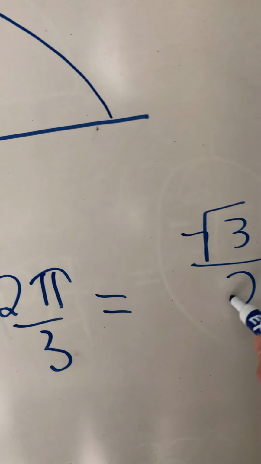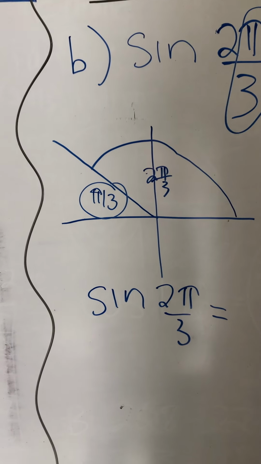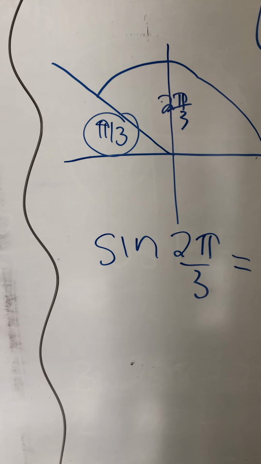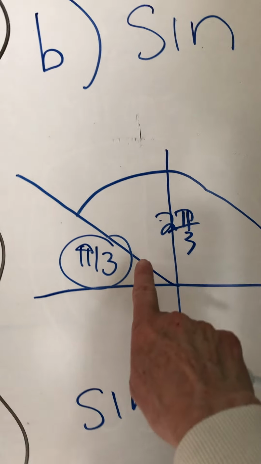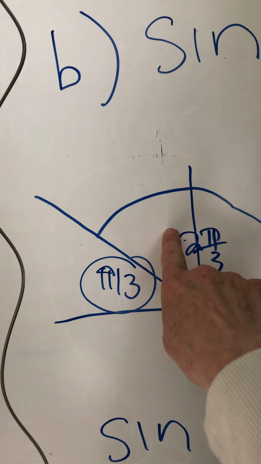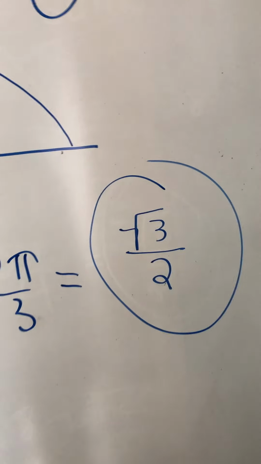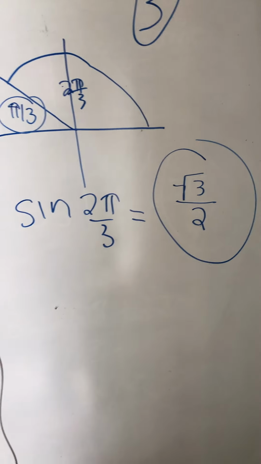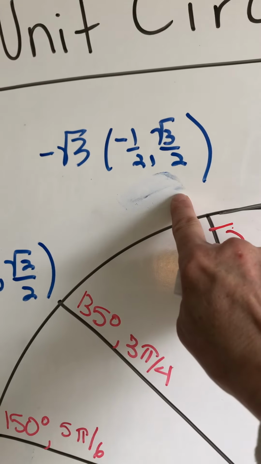Excellent. Now I just have to check my location. Let's see. I am in the second quadrant. Sine is associated with the y values, and sine is positive in the second quadrant. What does that mean? Here's my answer. I keep it positive. Let's go check. Let's go to 2 pi over 3. Here we go. Let's check the sign. We are right. The square root of 3 over 2.